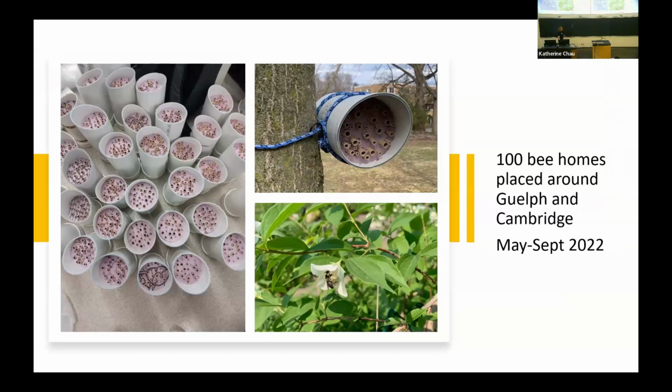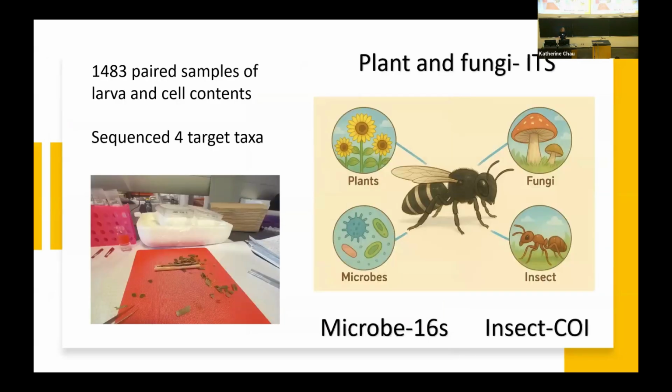So how I did this, I placed 100 bee homes around Guelph and Cambridge. This was over the summer flight season in 2022. All the homes were collected in September, hoping that they would be occupied and filled. I took all these back to the lab, I cut open the bee homes, and then I took out the larva and its associated cell contents. I did this for every single bee brood cell that was present within those samples. In total, I ended up with 1,483 paired samples of a larva and its associated cell contents.